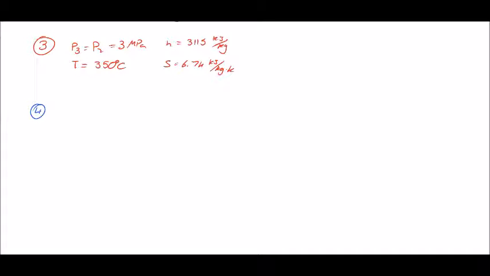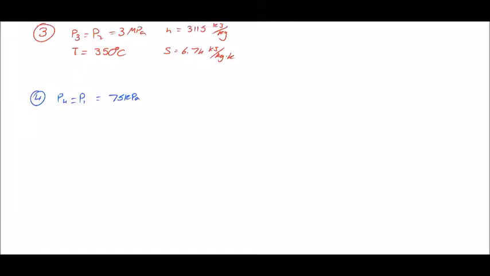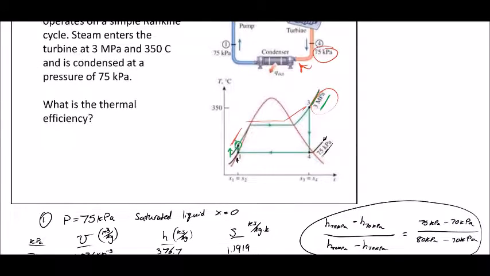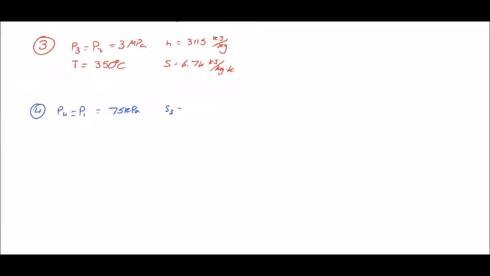So at state 4, and this is now going to be the trickiest of states, we know that the pressure is equal to the pressure at state 1. We're also given that pressure. That pressure is 75 kilopascals. Remember from before. We also know that from state 3 to state 4, it's a straight line down. It is isentropic, which means S3 equals S4. S3 equals S4, which equals 6.74 kilojoules per kilogram times Kelvin.